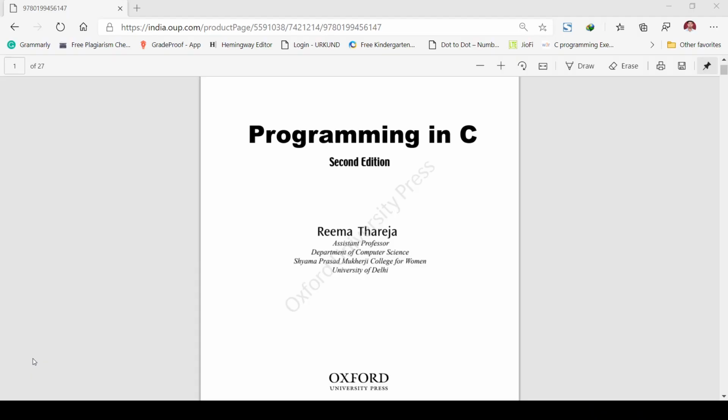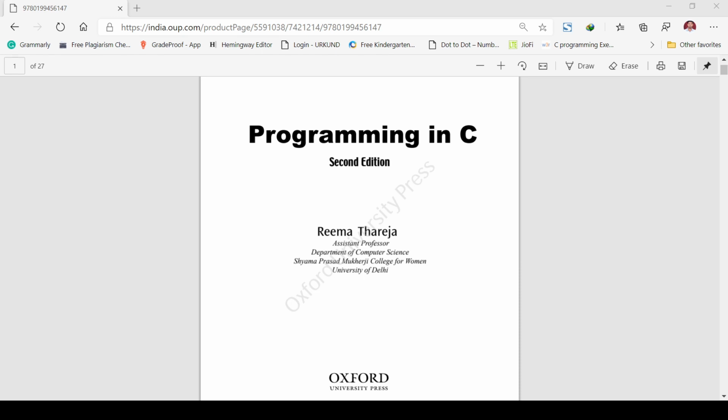One book by Oxford University covers most of the topics of our syllabus. I'm going to use that particular book. The book is by Rema Thareja, who is a professor at a college at Delhi University. The name of the book is Programming in C.